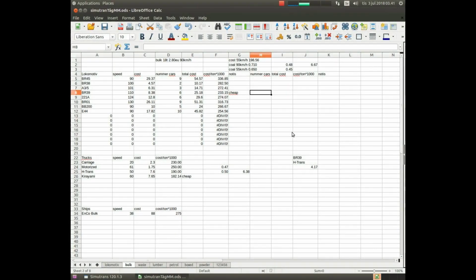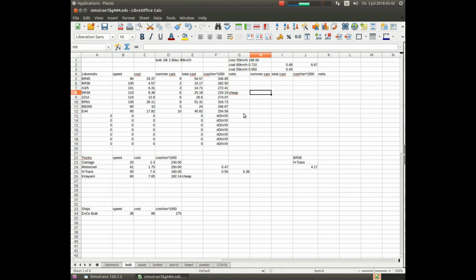Here we have the sheet for bulk cargo. The most expensive form of transport is ship. The cheapest is a road vehicle. And this is the cheapest train, British Rail 39. But this sheet only calculated the cost.